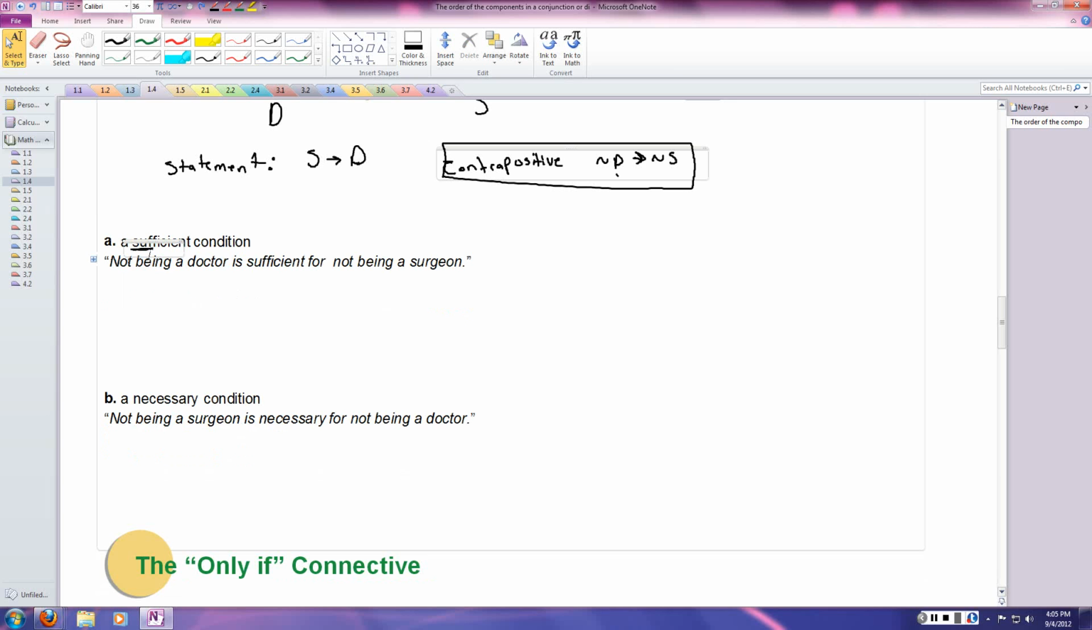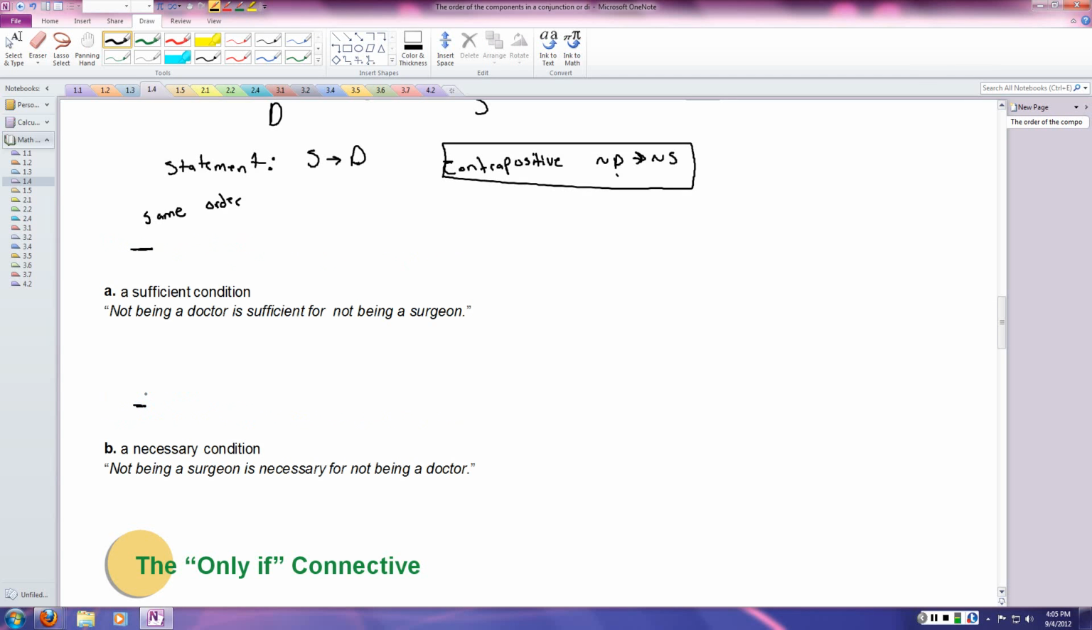Okay, so with sufficient condition, I use the same order. And with necessary, I have to change the order. Again, necessary has to change the order. Now, this would be: not being a surgeon is necessary for not being a doctor.